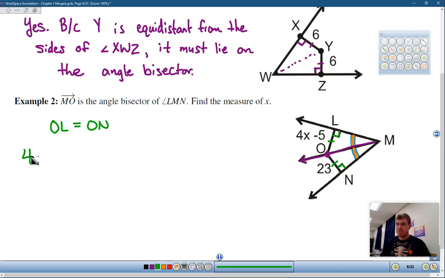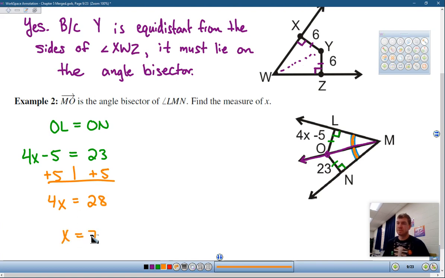In other words, 4x minus 5 is equal to 23. Now we simplify and solve. I guess there's no simplification, we just solve. Add 5, 4x equals 28. Divide by 4, x is 7.